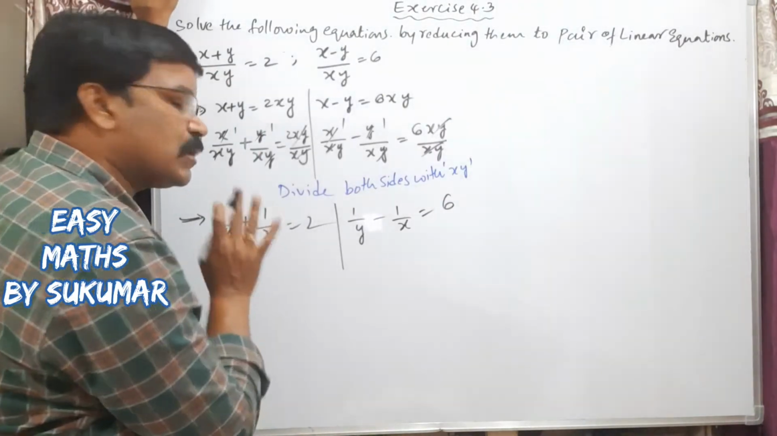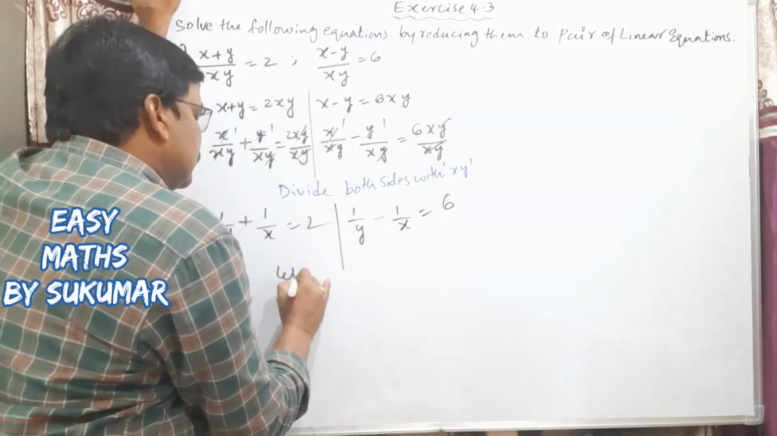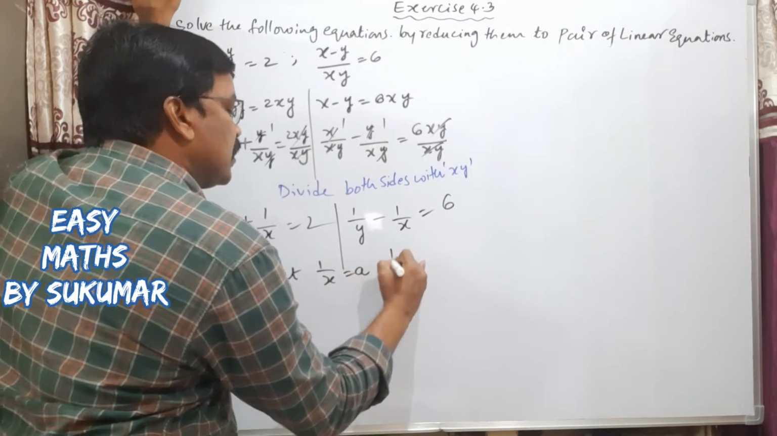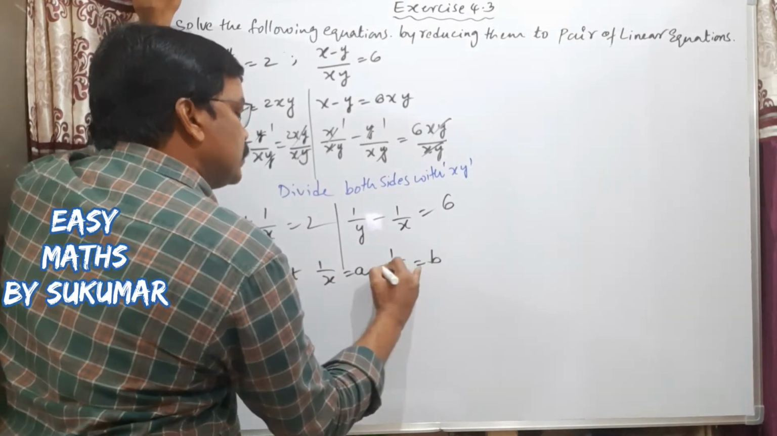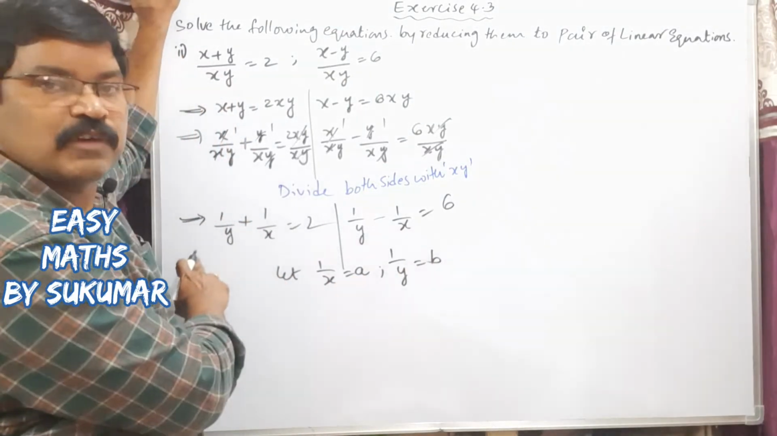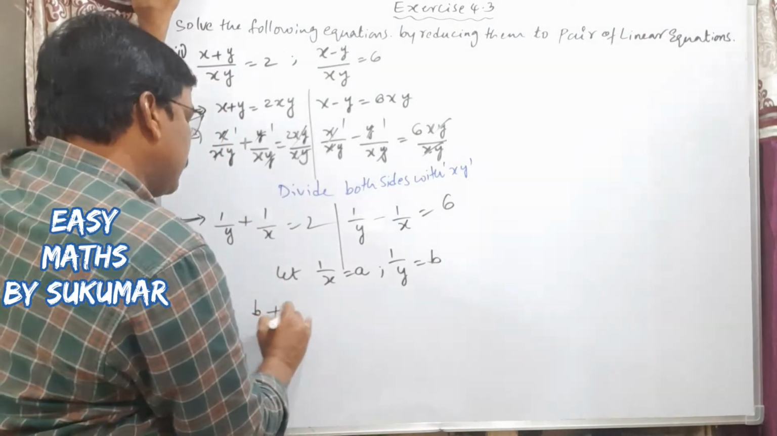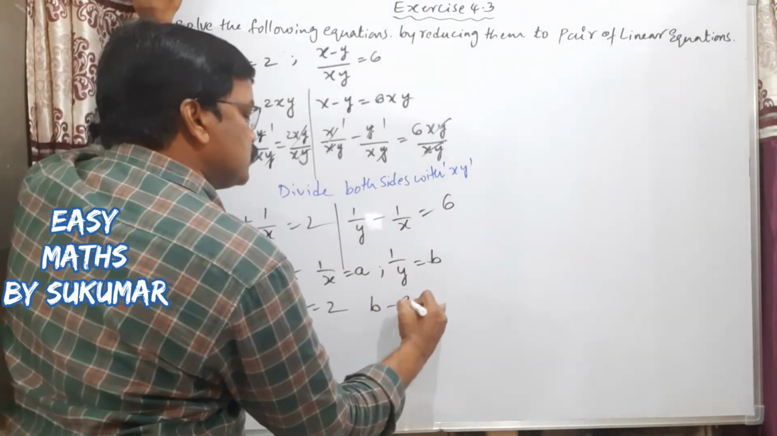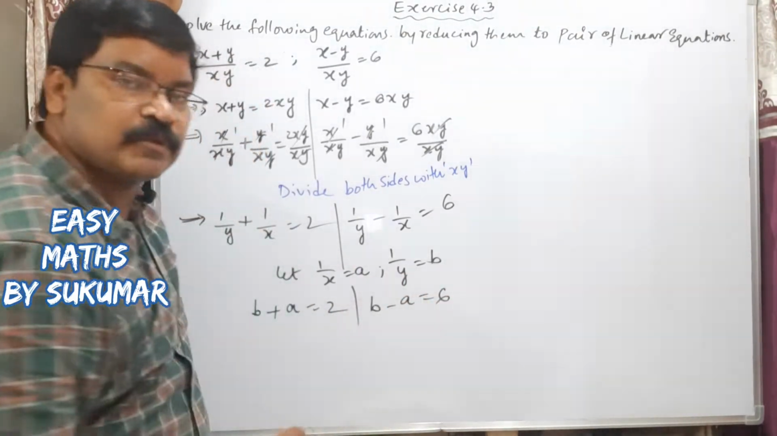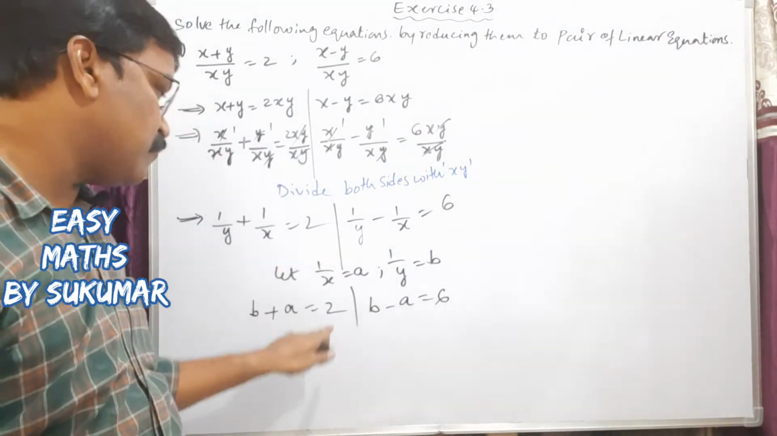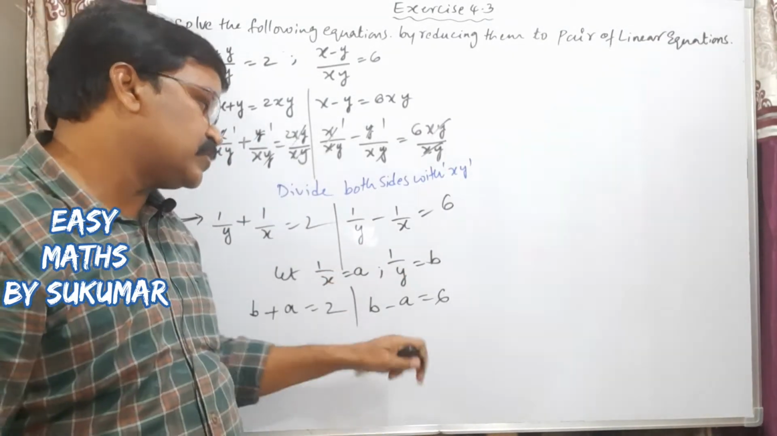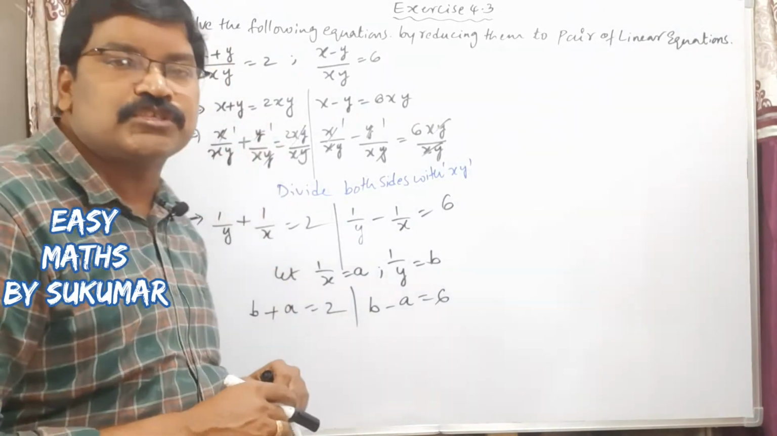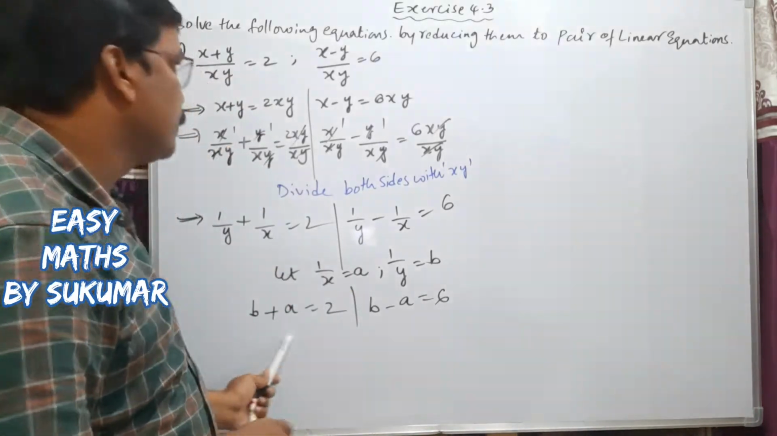See my dear students, now let us take 1 by x is equal to a and 1 by y is equal to b. That means instead of 1 by y, we can take b, plus a is equal to 2. Here b minus a is equal to 6. So b plus a is equal to 2 and b minus a is equal to 6. That means we reduced the given equations into a system of linear equations like this.